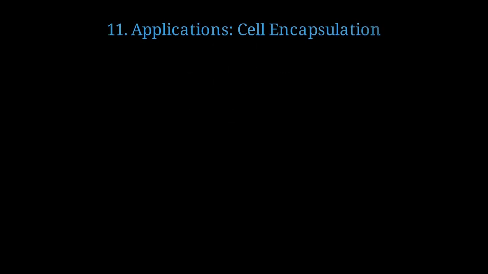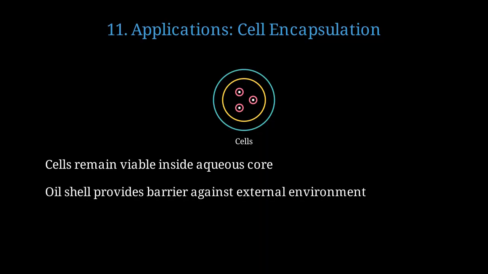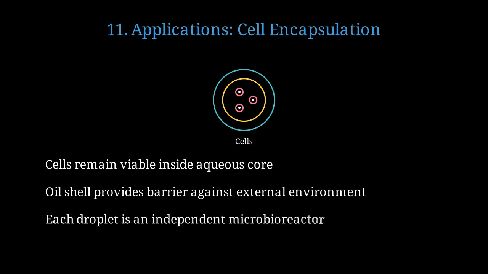Double emulsions enable encapsulation of living cells for biological studies and therapies. Living cells are encapsulated in water droplets, protected by an oil shell, suspended in aqueous medium for long-term culture. Cells remain viable inside the aqueous core, which provides nutrients and maintains proper osmotic balance. The oil shell acts as a protective barrier against harsh external conditions while allowing small molecule diffusion. Each encapsulated droplet functions as an independent microbioreactor for single-cell studies.